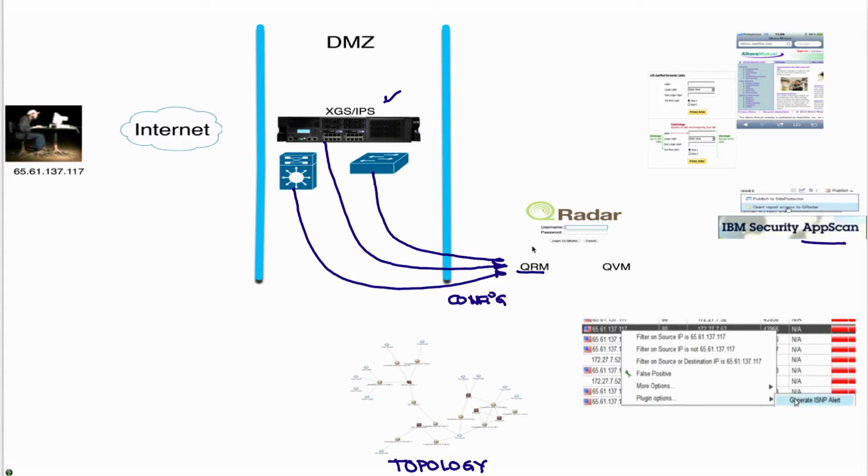Now, we also have in this environment a web application that was scanned with AppScan. And AppScan found, among other things, SQL injection vulnerabilities on that web application. Using the publish button in AppScan Enterprise, we actually feed that information into QRadar's QVM, Vulnerability Manager. So we publish that information so QRadar is aware of those vulnerabilities.